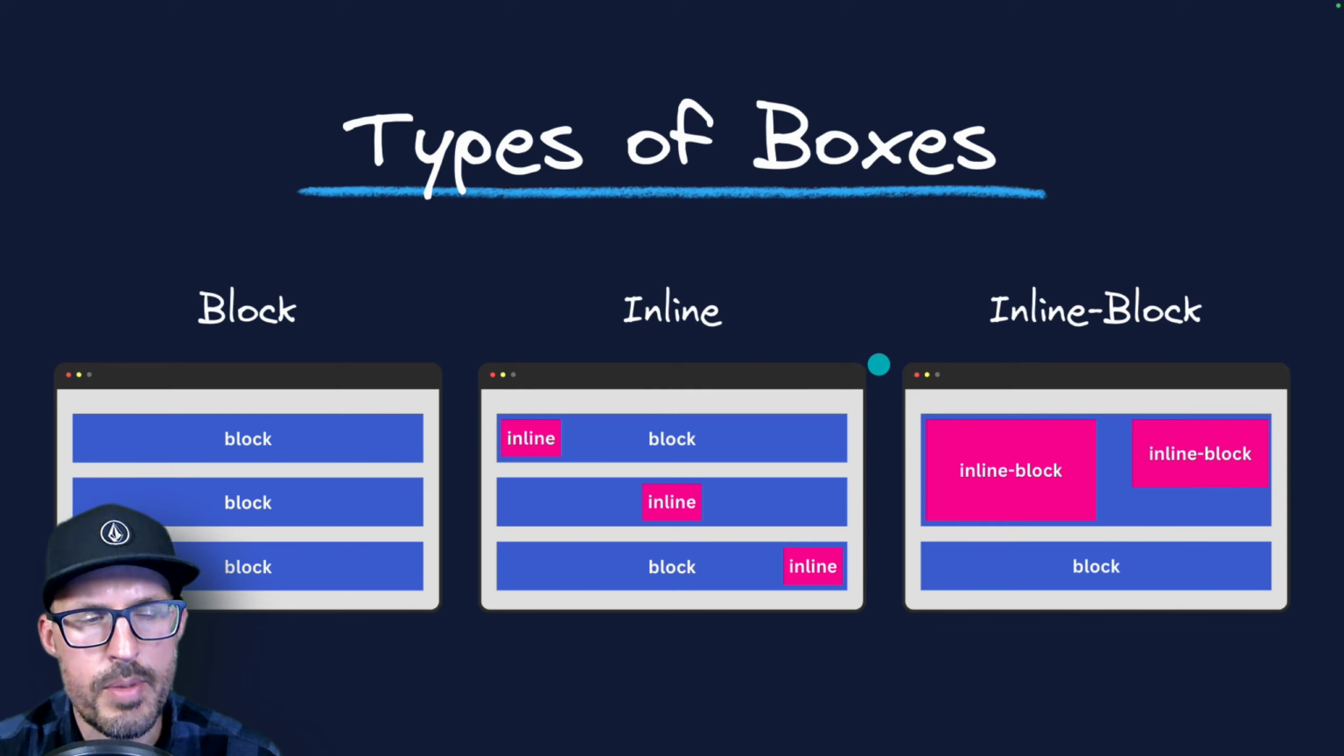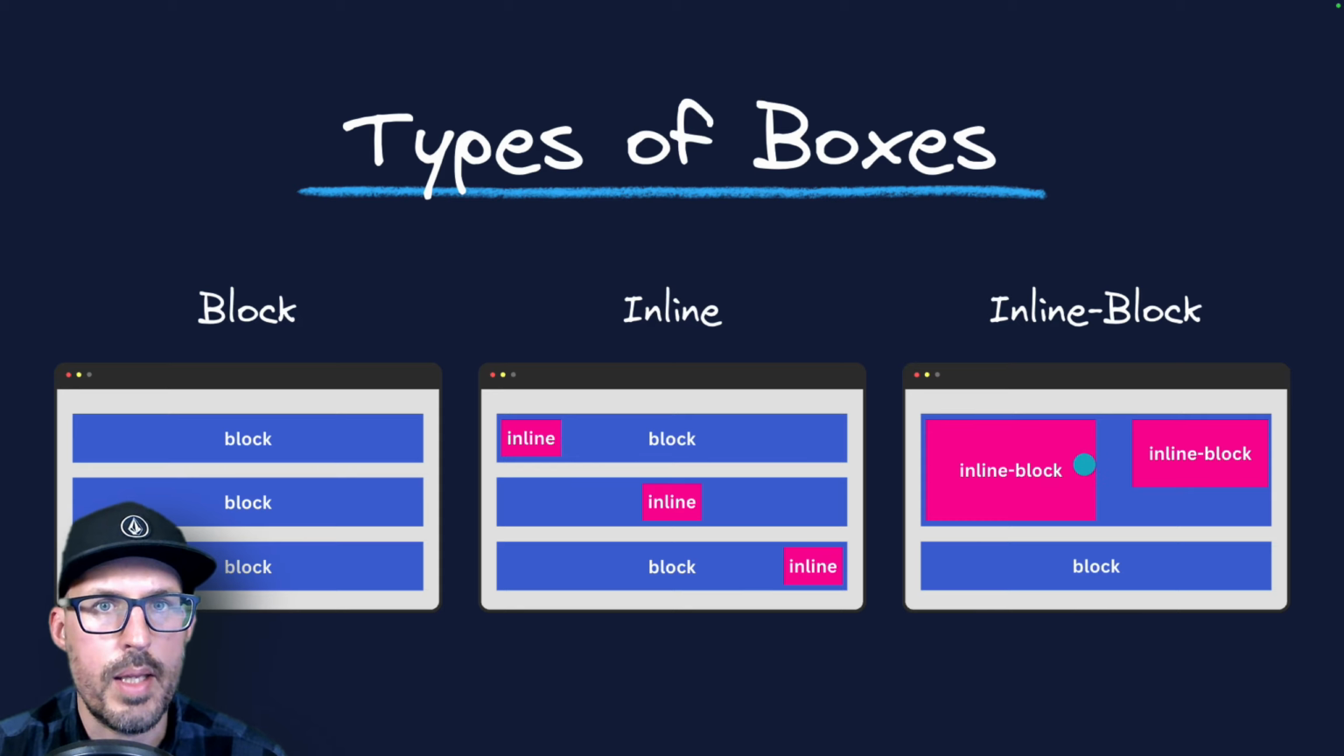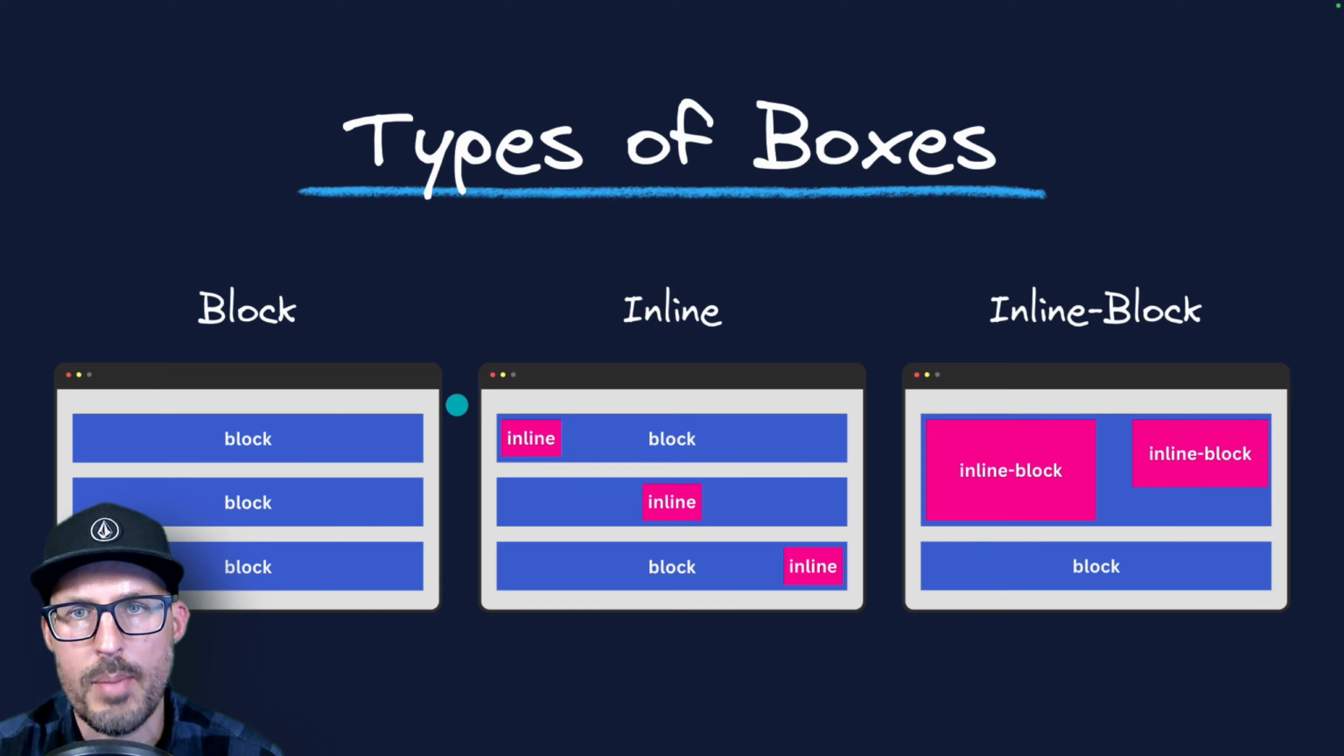Now, the last one here is sort of a hybrid, which is called inline block. And this is very similar to inline in that it only takes up as much space as needed by the content that's inside of it, but it gives you a little bit more control over the element like you have with a block element. So you can set things like width and height and top and bottom margin and padding, which is something that you can't do with a regular inline element. And so if you're interested in learning more about the differences between these elements, I did a whole video on this topic, which you can check out by clicking the card in the upper right-hand corner or clicking the link down in the description below.